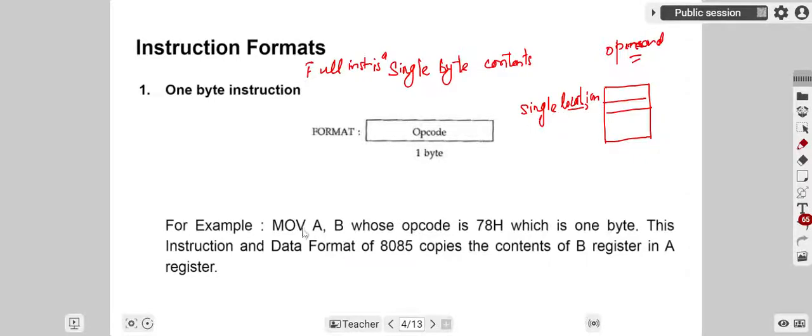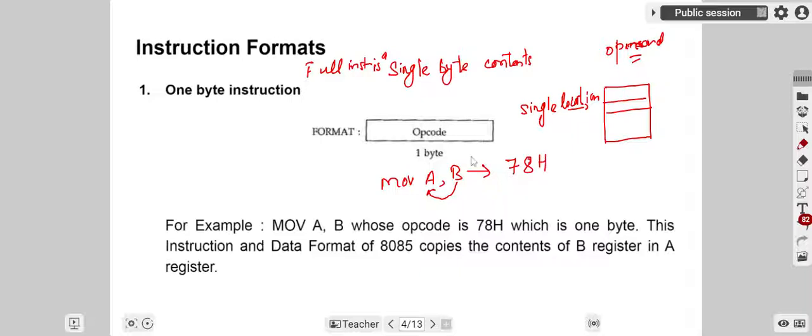For example, MOV A, B. Move the contents of B register into A register. What is the description for this? This instruction will copy the contents of B register into A register, and the contents of B register will remain unaltered. What is the opcode for this instruction? It is 78H.